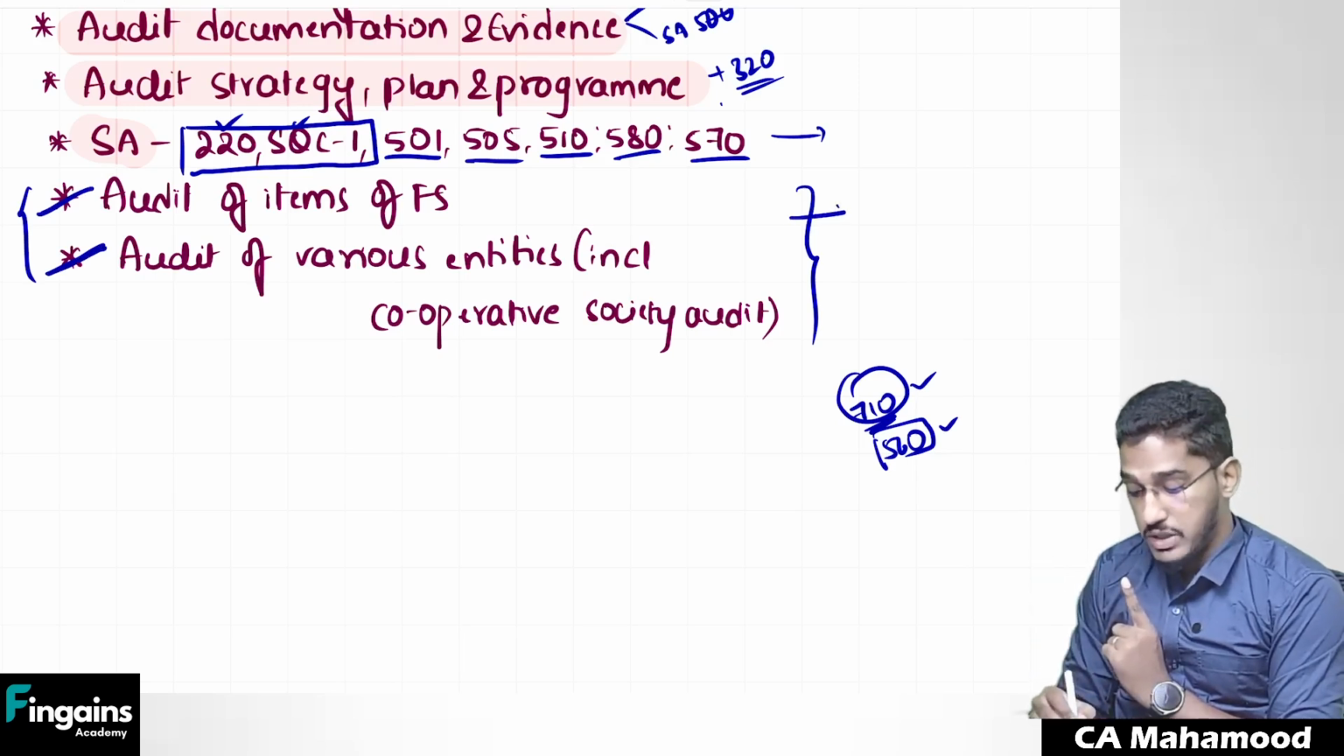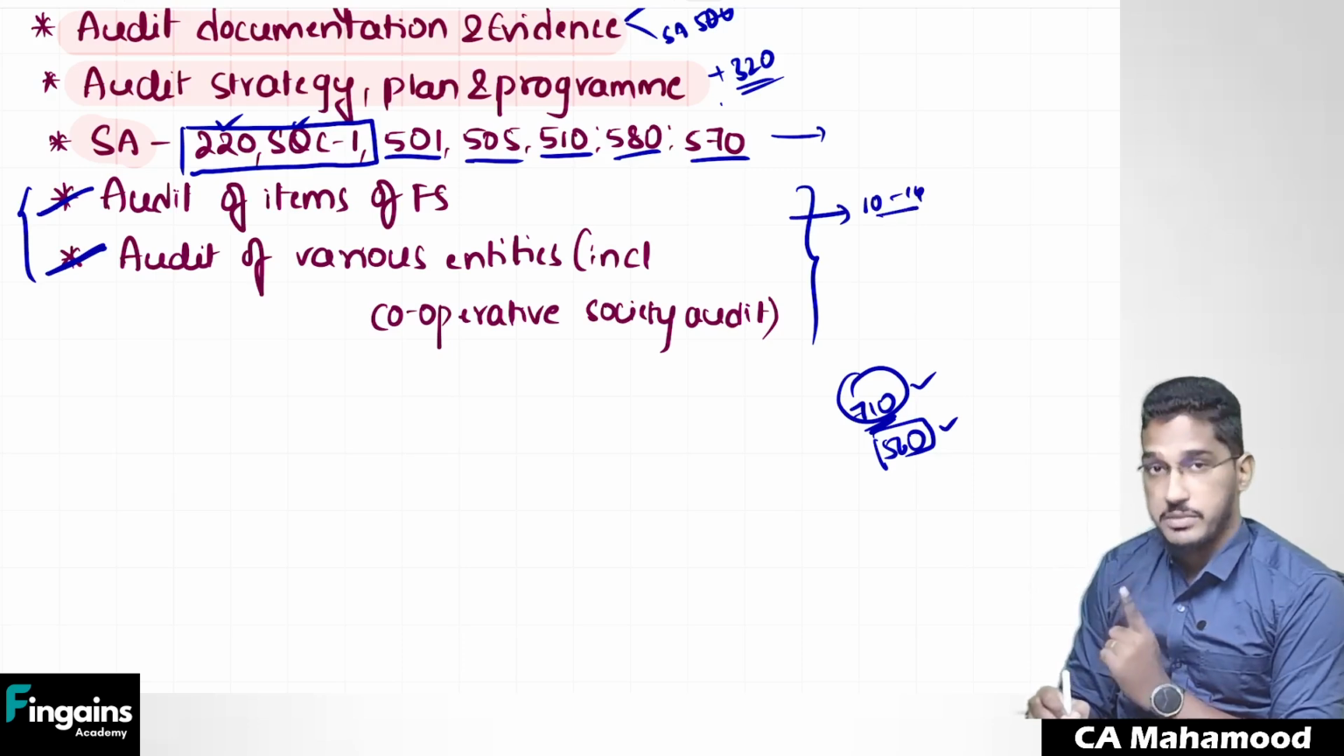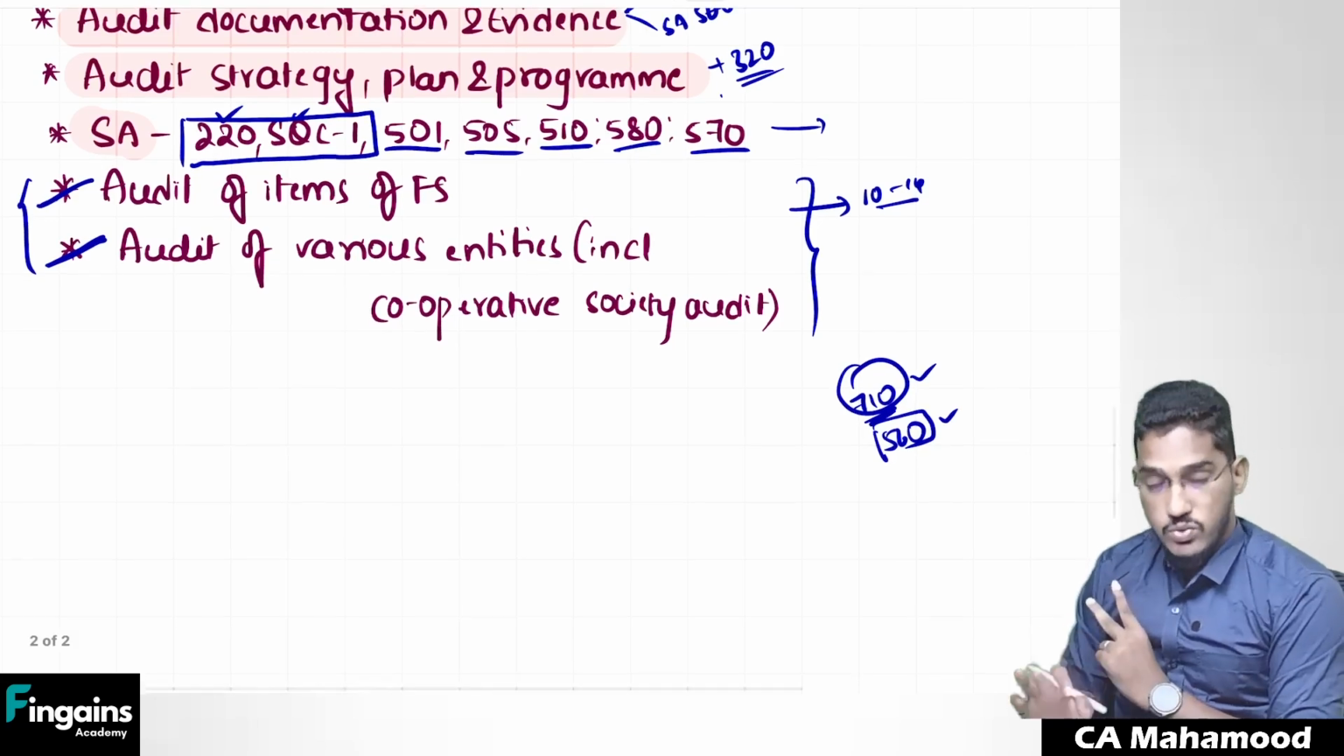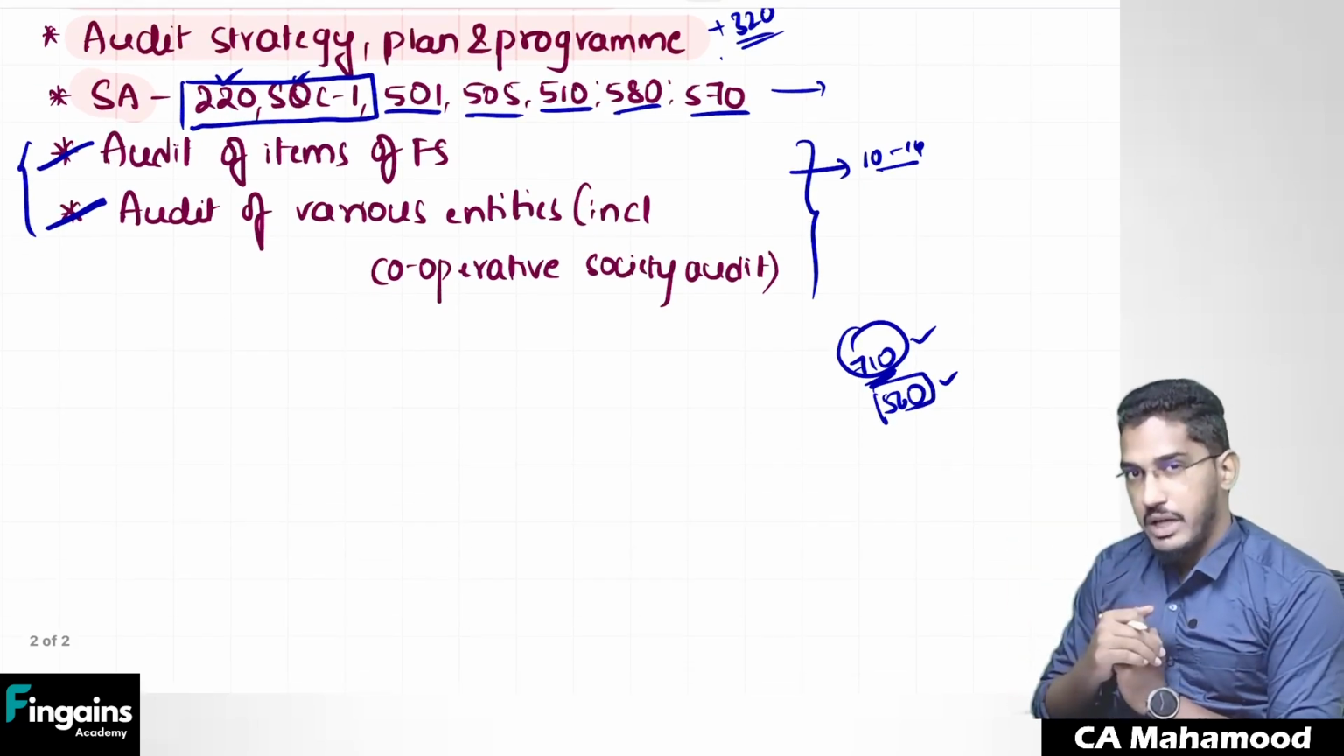I am telling you, from these two chapters put together 10 to 14 marks of weightage will be there. But most of the students will ignore it. You don't make that mistake. Try to read these two chapters also, but I will tell you the better time to read it.